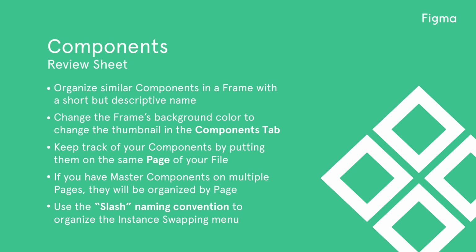Let's review what we've learned today. Organize similar components in a frame with a short but descriptive name. Change the frame's background color to change the thumbnail in the Components tab. Keep track of your components by putting them on the same page of your file. If you have master components on multiple pages, they will be organized by page. Use the slash naming convention to organize the instance swapping menu.